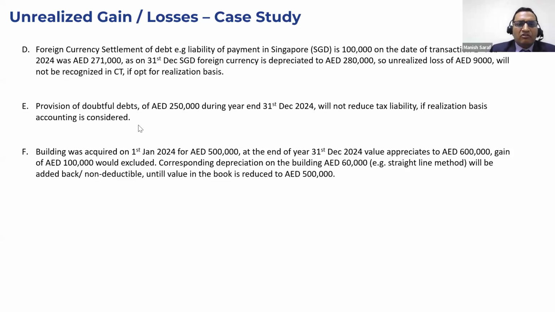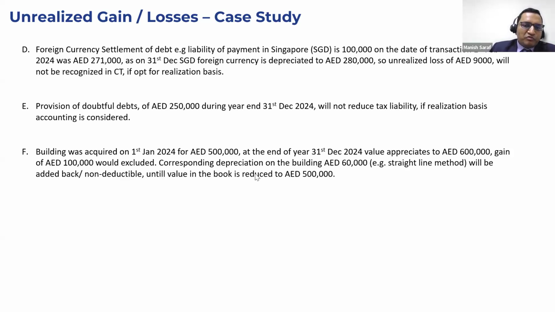Similarly, the provision for doubtful debt which we create will be considered only when you actually realize it, or when there is an actual bad debt in that period, and then you do that adjustment in the tax computation. Whereas in accounting income, you would have reduced that, so you need to add back. And similarly, as I mentioned, is the case of the revaluation of the building.